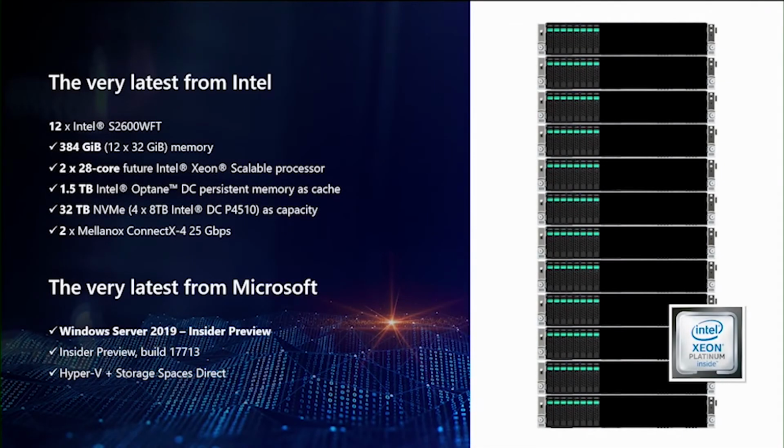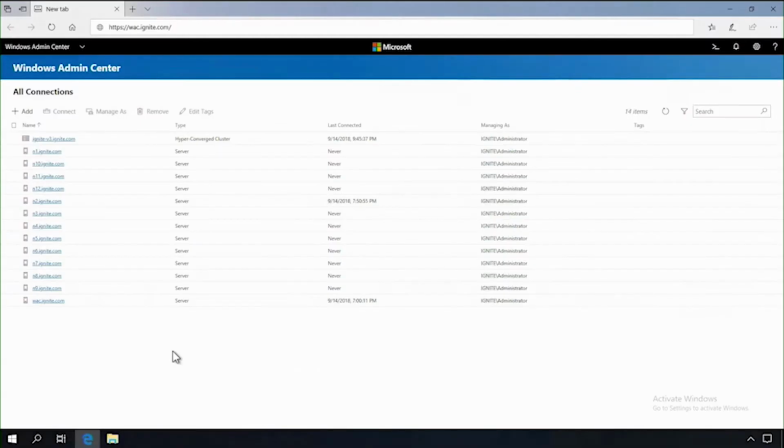First of all, the demo that I'm going to show you is actually 12 servers, not 16. 12 servers with 384 gigs of traditional memory and 1.5 terabytes of Intel Optane DC persistent memory. We're using 32 terabytes of NVMe storage running Windows Server 2019. And again, this is 12 servers, not 16.